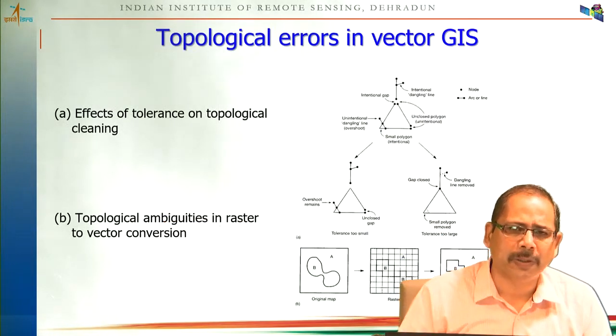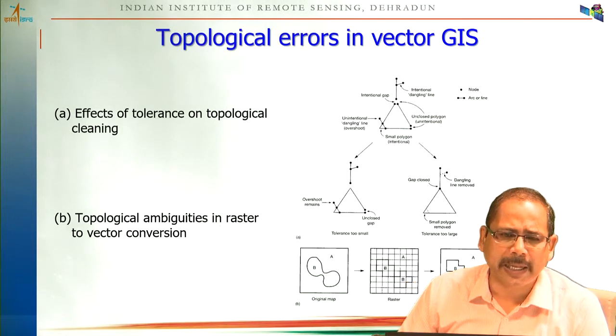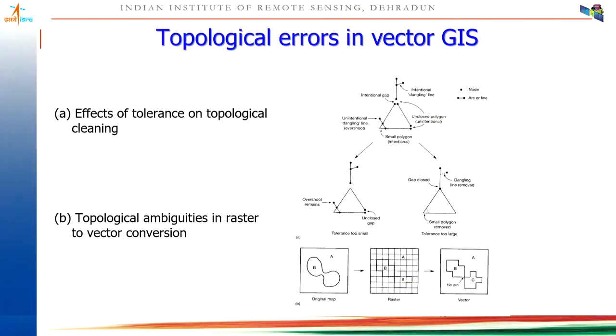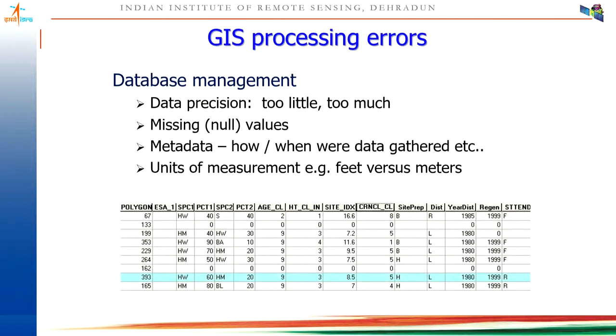And these are the examples of topological errors in the vector data. So topological errors, as I told you, are basically errors related to continuity, association, contiguity, and these relationships. These are the mathematical relationships with the different geographical features that we have to take care of in the GIS. And without topology or topological relationship, there is no use of geospatial data. Otherwise this data will be treated as simple drawing data or drawing files. And this is about the GIS processing errors, like data precision, too little, too much. So that is very important.